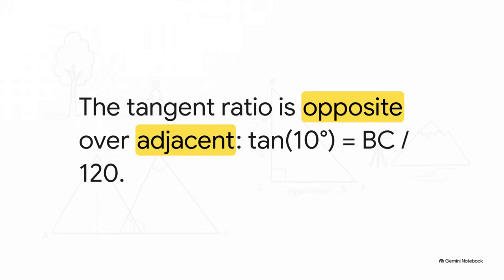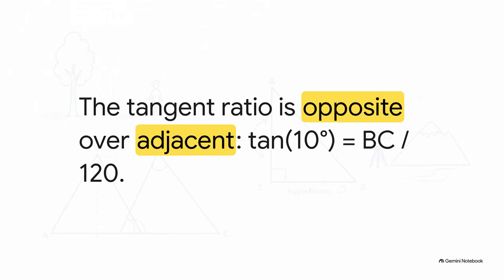Let's zoom in on step 2 for a second. This is the specific tangent equation derived directly from our setup. Tangent, as we know, is the ratio of the opposite side over the adjacent side. In our right triangle here, the opposite side is the unknown height on the wall above your eye level. Let's call that segment BC.